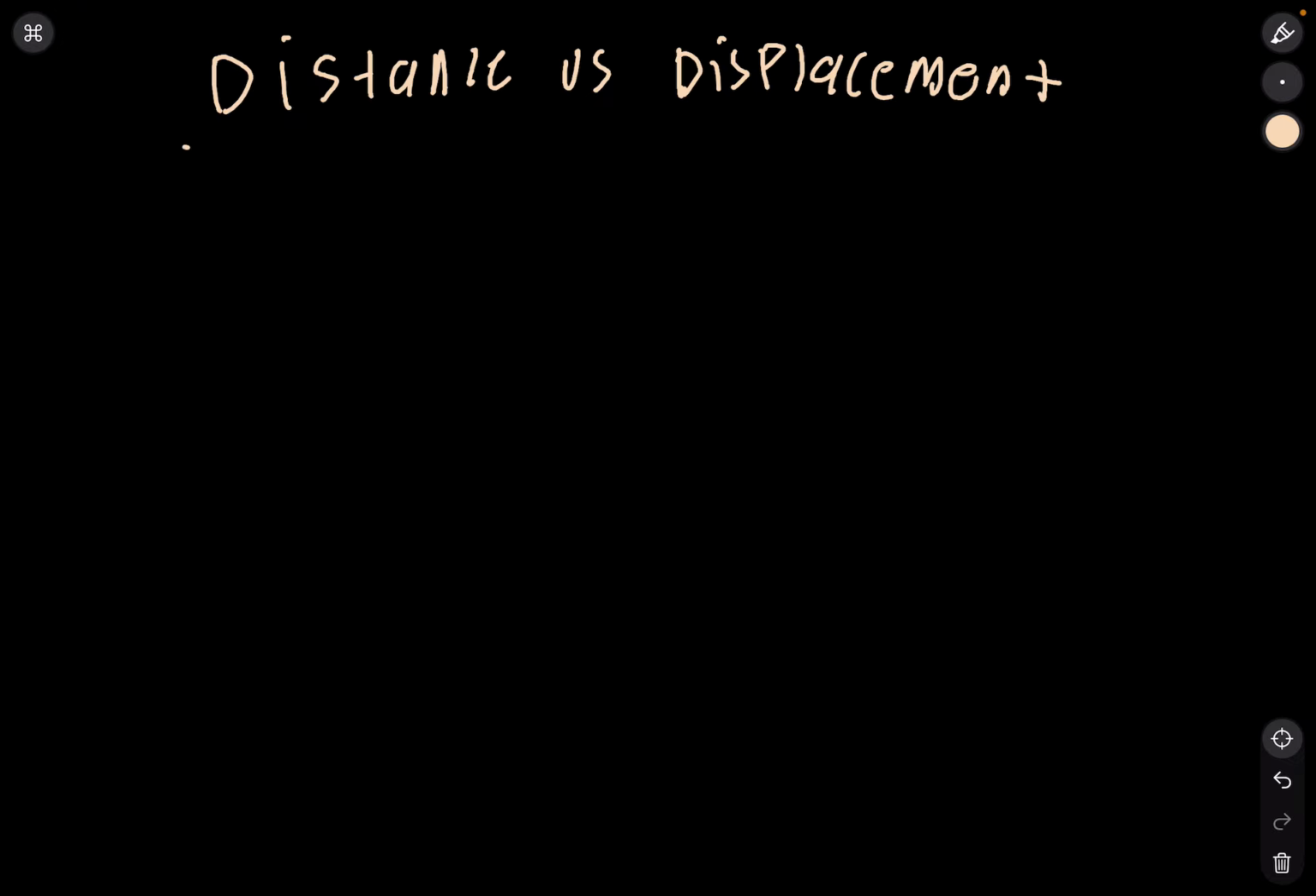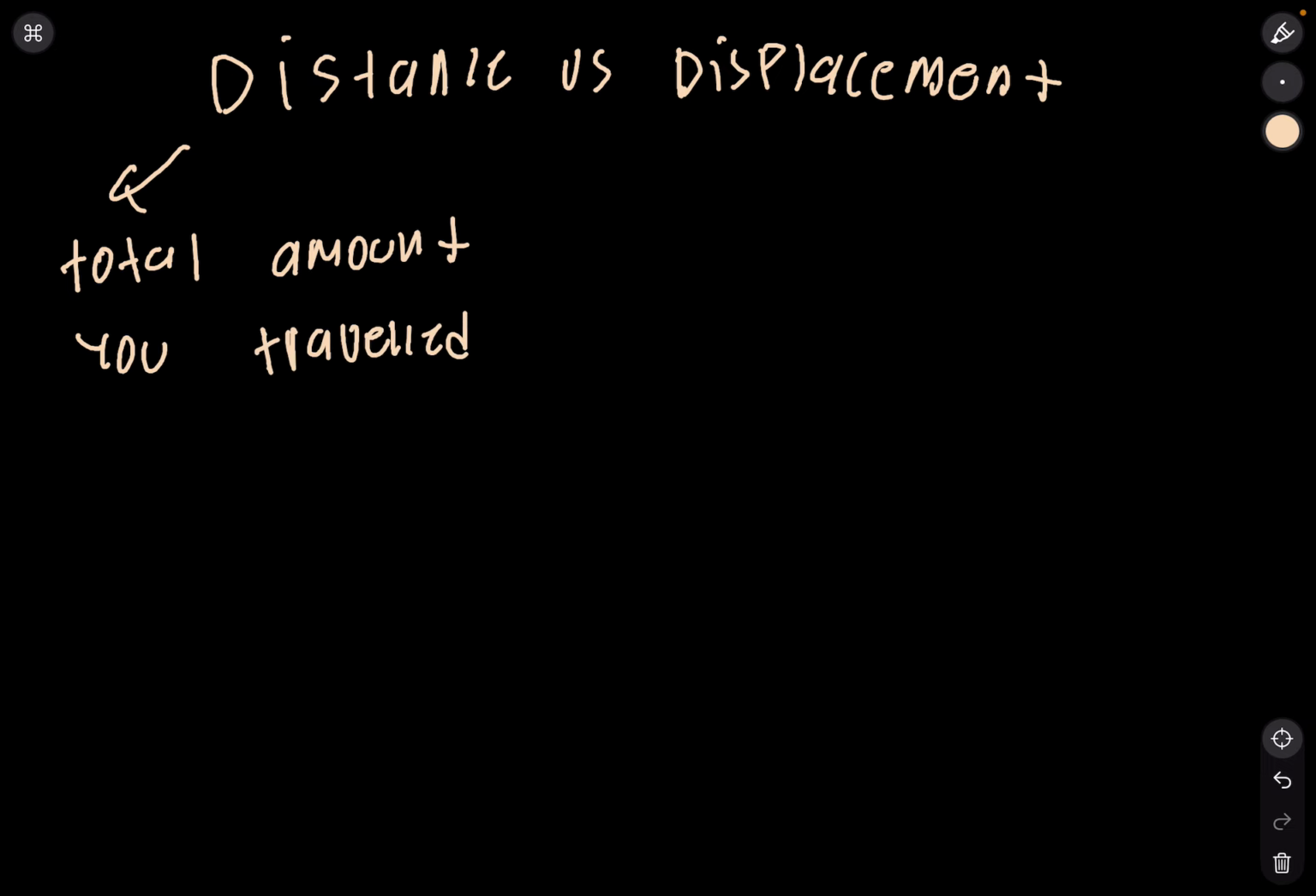Distance is essentially just the total amount of distance you traveled, while displacement is how much you changed. Now, guess what? It might sound very, very similar. However, these are very, very different topics. And the best way to explain this is with a little line.